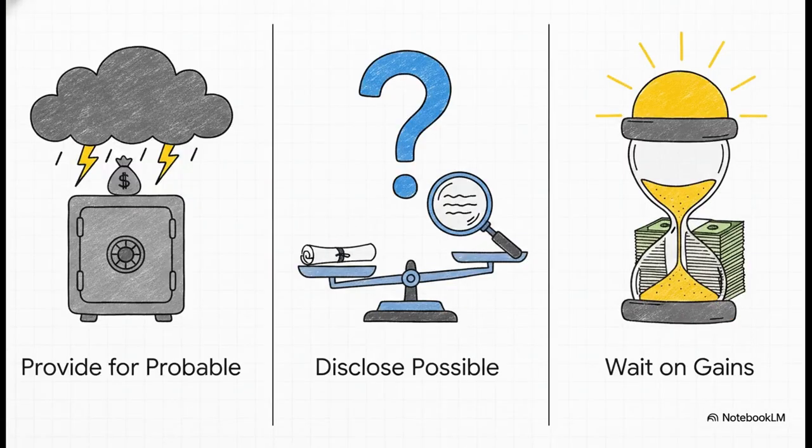Easy, right? And then we have the PLG rule, which flawlessly simplifies your contingencies. When you're analyzing an uncertain future event, just run it through this quick filter. P stands for probable loss. If it's probable, you provide for it. L stands for loss possible. If it's merely possible but not quite probable, that's disclosure only. And G stands for gain. If it's a gain contingency, you completely ignore it until it is virtually certain. So, provide for probable, disclose the possible, and wait on the gains.